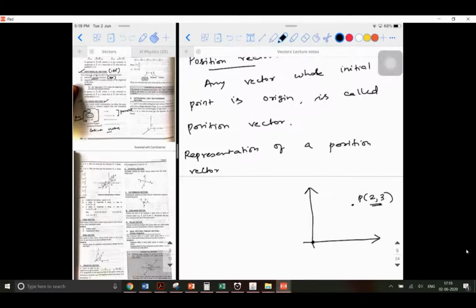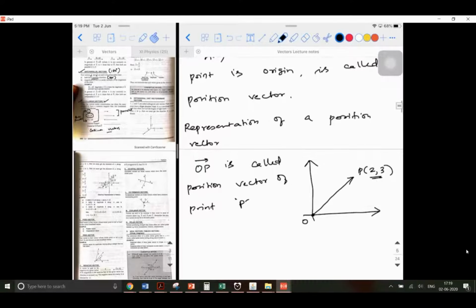If I take this as the initial point, the origin, and I draw a vector from here to here, then this vector OP with a bar on top of it is called the position vector of point P. Okay, OP vector is called the position vector of point P. So OP vector, how do you write it? You still write it as 2i cap plus 3j cap, as simple as that.